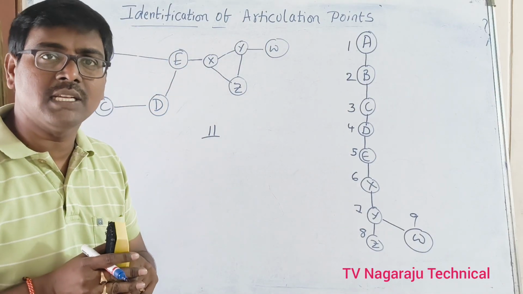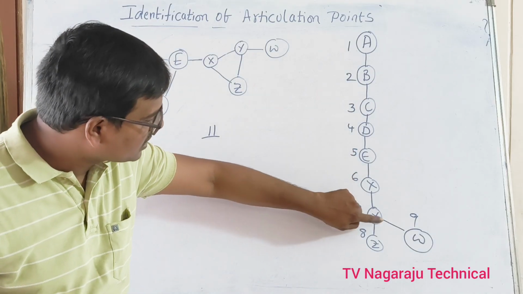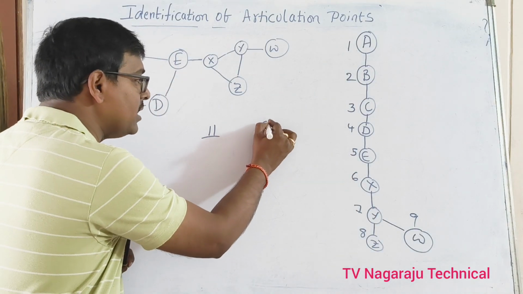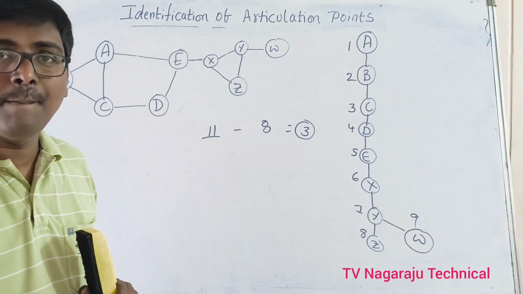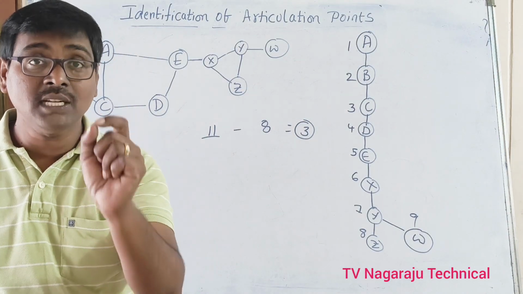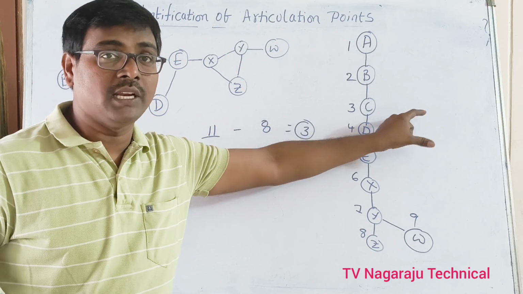How many edges are in the DFS tree? 1, 2, 3, 4, 5, 6, 7, 8. Only 8 edges. 11 minus 8 is 3. Now 3 edges are the back edges, meaning the edges that are in the graph and not in the DFS tree.